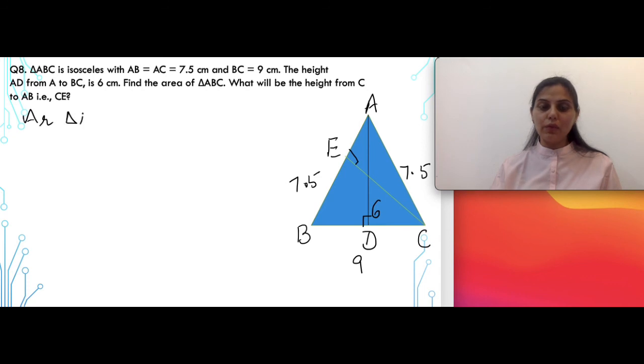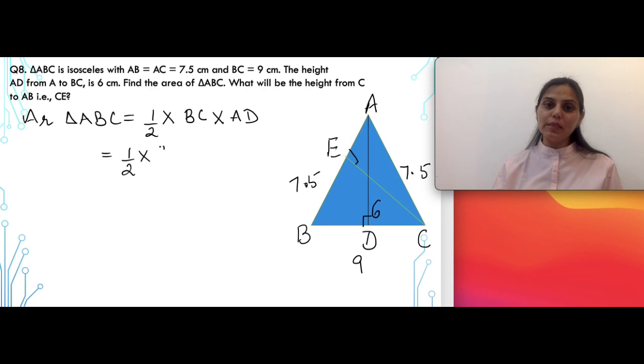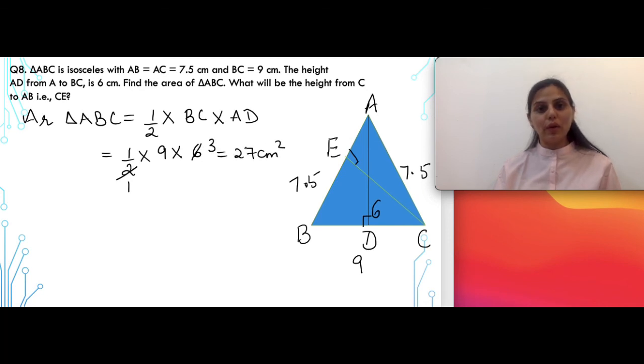So for area of triangle ABC, let's write the formula again. Half multiplied by the base. Base in this case is BC multiplied by the height AD, which is also given. So let's substitute the values. This will be 1 upon 2 multiplied by base of value of BC is given as 9 and value of AD is given as 6. So when you multiply or divide these terms, you'll get the answer as 27 centimeters square, which will give you the area of the triangle.